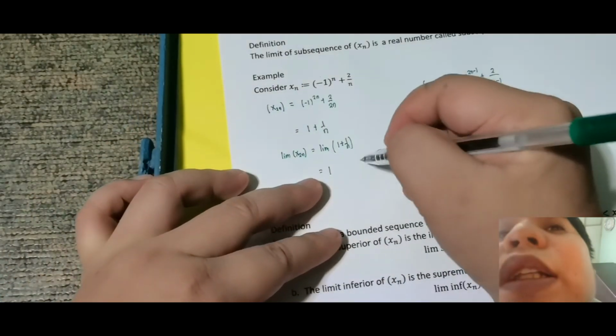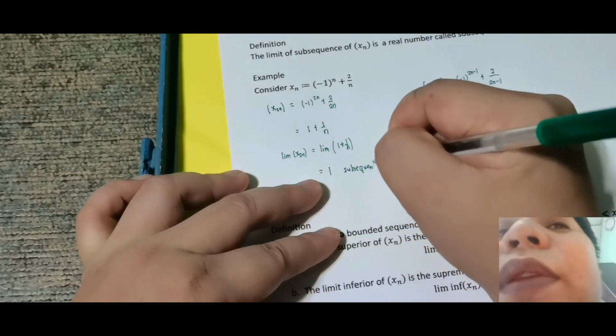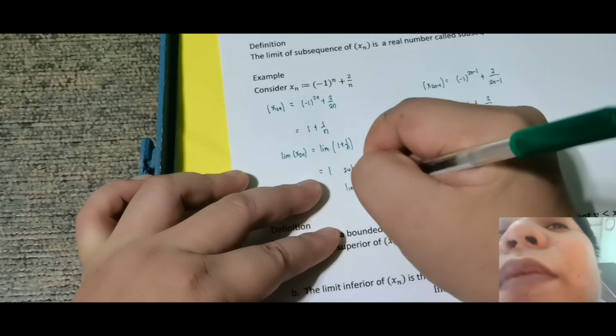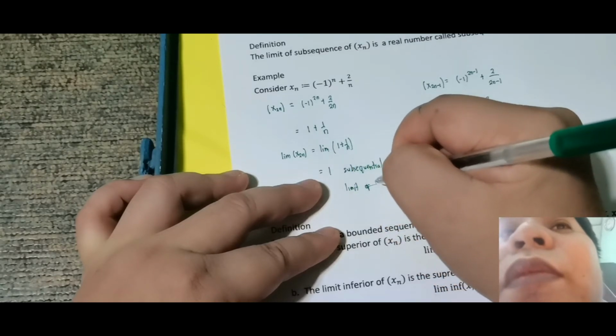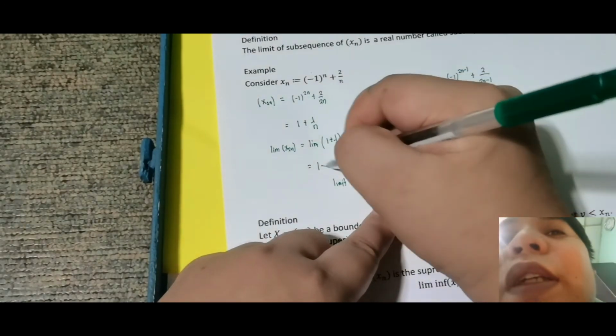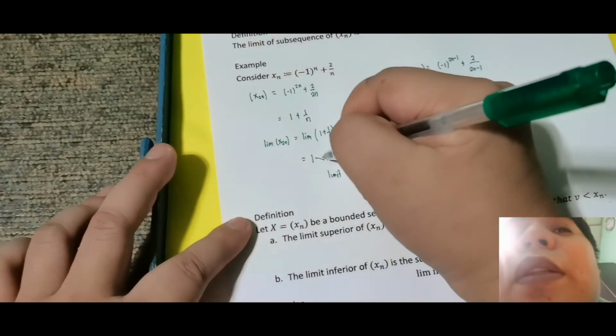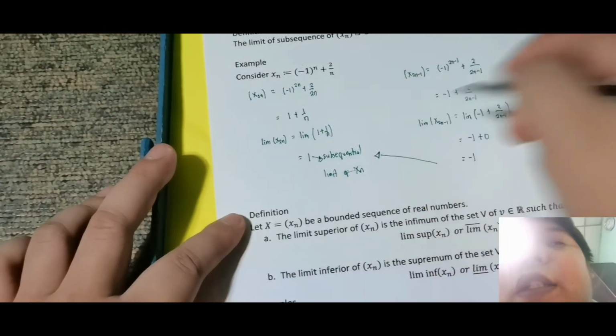Ito ay subsequential limit of x sub n. Also, ito rin. Itong dalawa. Okay, ang dalawang yan ay subsequential limit ng ating x sub n.